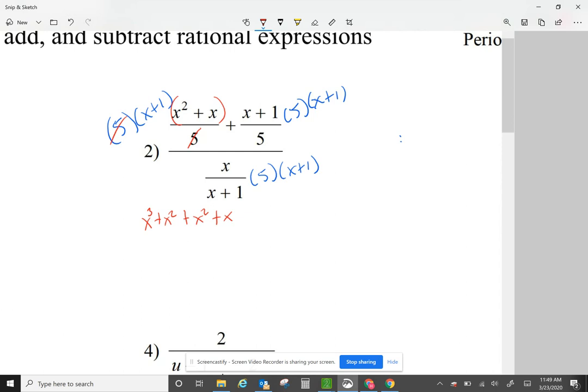Now let me take a look at the second fraction. The 5s cancel out. I have x plus 1 times x plus 1. Let me distribute the x first. So plus x squared plus x. Now let me distribute the 1. Plus x plus 1. So all that is what I have on the top. I'll come back to that in a minute. Now for the bottom, the x plus 1 with the x plus 1 cancel out, and I get 5x.